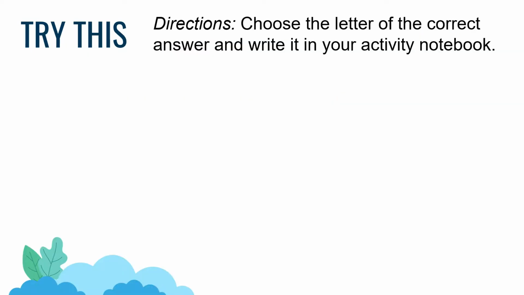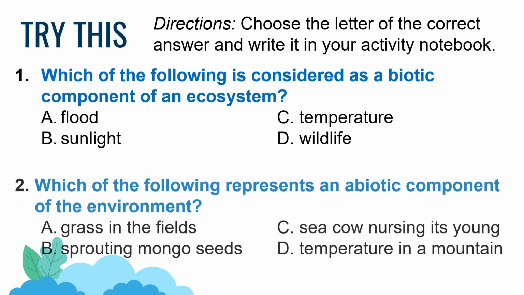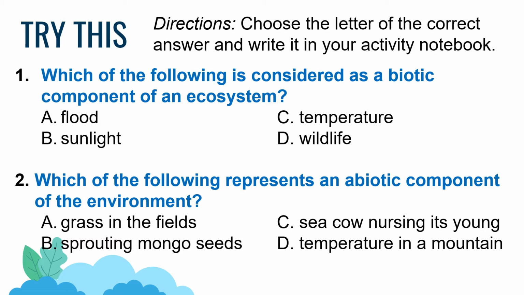This time, learners, let us assess your prior knowledge about the ecosystem by answering this activity. Directions: choose the letter of the correct answer and write it in your activity notebook. 1. Which of the following is considered as a biotic component of an ecosystem? A. Flood. B. Sunlight. C. Temperature. D. Wildlife. Number 2. Which of the following represents an abiotic component of the environment?